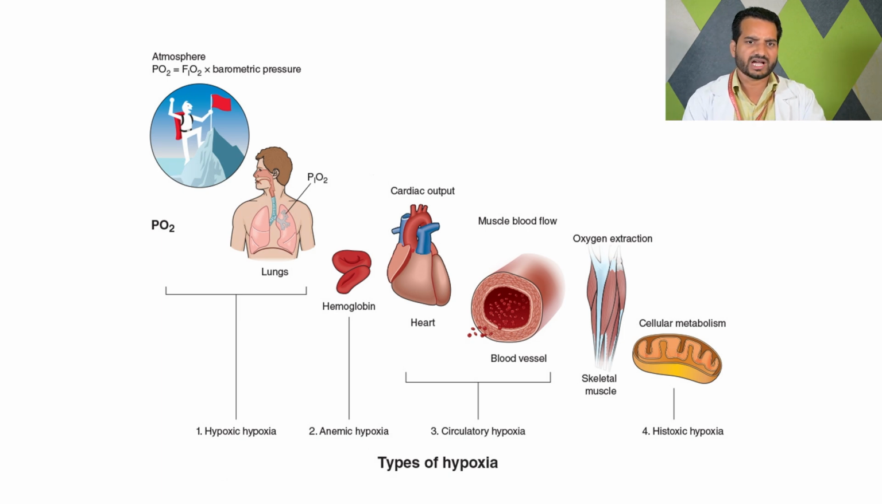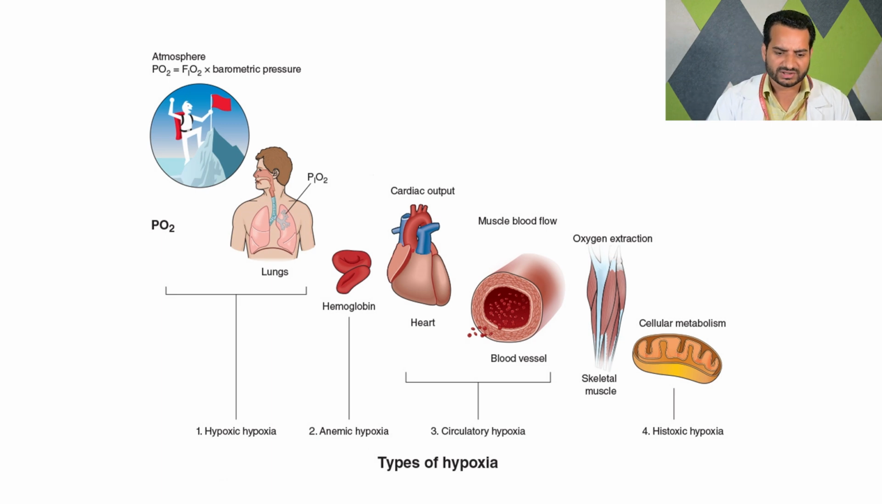Now coming to anemic hypoxia. In this type of hypoxia, the partial pressure of oxygen is normal, but due to the decrease in hemoglobin concentration, the vehicle for transportation of oxygen to the tissue, it causes hypoxia.